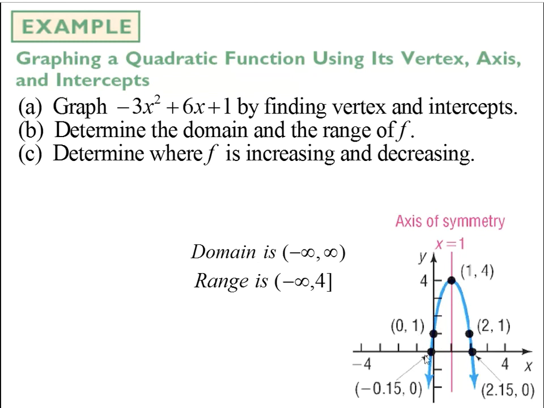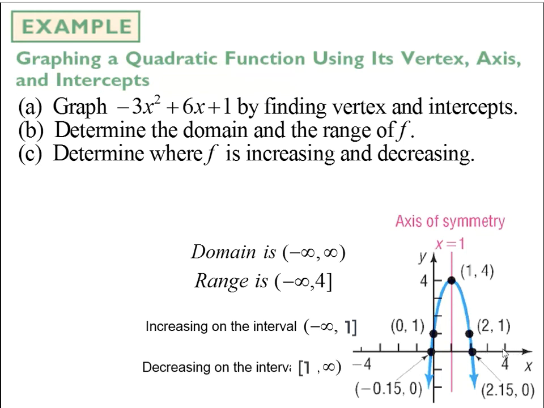And then for letter C, where the function's increasing, here's where the function's increasing. When we're looking for where functions are increasing, we're looking over the domain, so we're going to read the graph from left to right. We're going to say from negative infinity all the way up to x equals 1, the graph is increasing. And then from 1 out to infinity on the domain, the graph is decreasing.